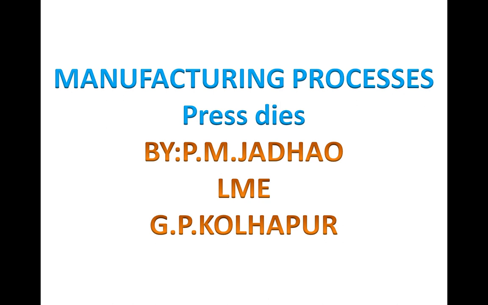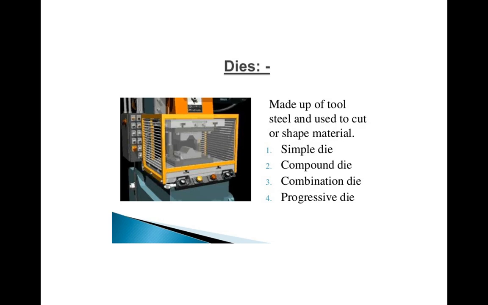We are going to discuss the press dies. That is the sheet metal operation. In your curriculum, it is chapter number 5 that will carry around 16 marks. In the last lecture, we discussed the various sheet metal operations. And in today's lecture, we are going to focus on various press dies used in sheet metal operation and the constructional features of the sheet metal dies.